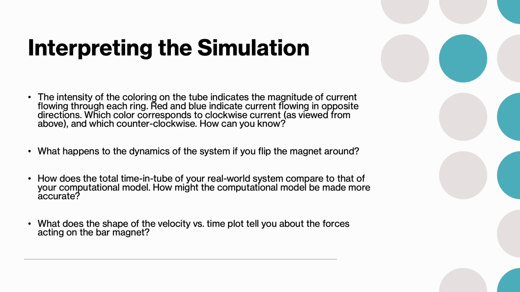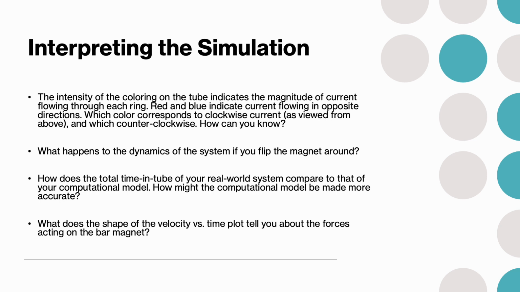So here are some questions from the interpreting the simulation portion of our lab. So how do we know whether the red or blue currents indicate clockwise or counterclockwise? We know that the red is counterclockwise and blue is clockwise due to Lenz's law, because this corresponds with what slows the magnet down. And what happens to the dynamics of the system when we flip the magnet? Well, the current would flow opposite to what we see, but the magnet would still slow down.